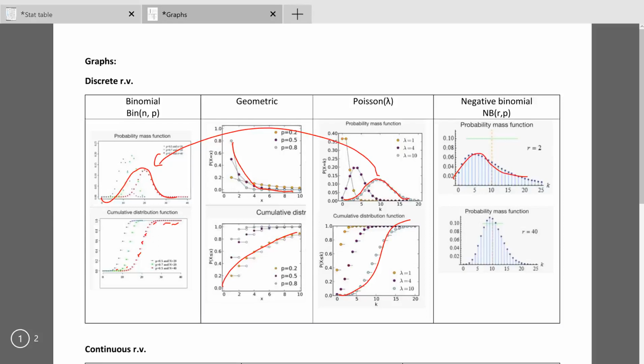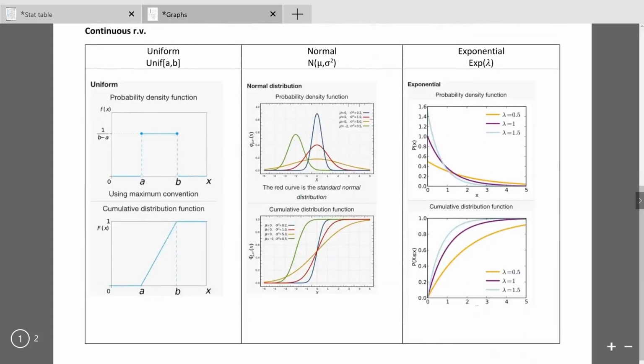For negative binomial, this is also the PMF. I didn't put the CDF graph here, so the CDF is missing. And for the continuous random variables, we know the PDF. This is the probability density function for the uniform distribution. And this is the CDF, because the PDF is a constant function, and the integral of a constant function is a linear function. That's why you get a line segment over there.